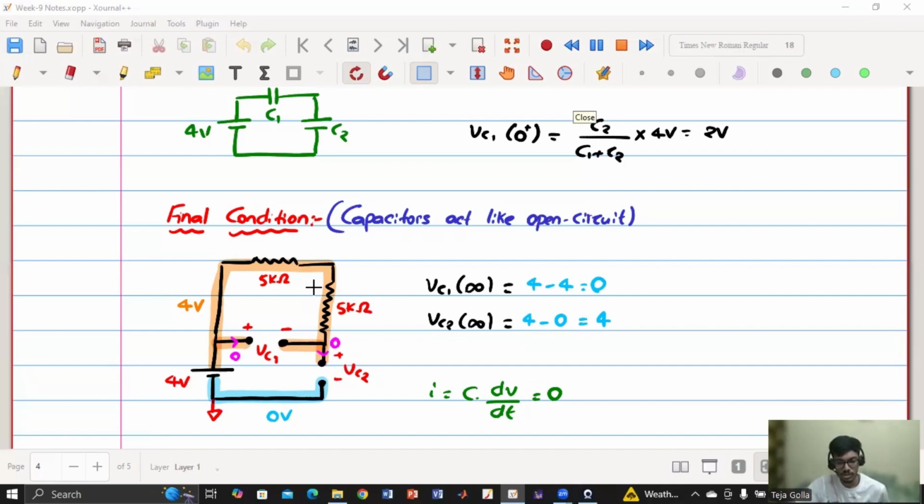Sir, how is VC2 equal to 4 in final? If you see the top terminal of the capacitor, it is at 4 volts. The bottom terminal of the capacitor is at 0 volts. So that's why I have written 4 minus 0, 4 volts. The orange colored area is at 4 volt potential. The blue colored area is at 0 potential.